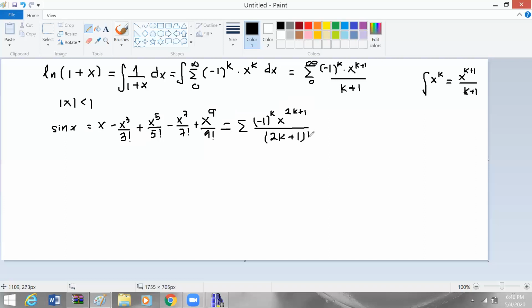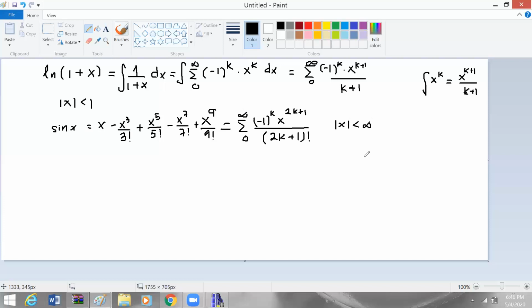Okay, and let me just write the cost amount, and this is from 0 to infinity. And what is the radius of convergence? So x can be any number, so we can just rewrite it: x would be less than infinity.